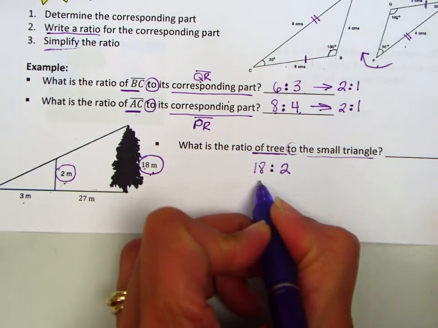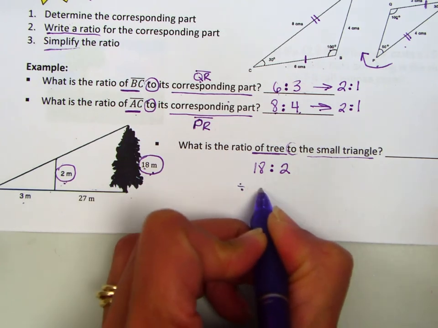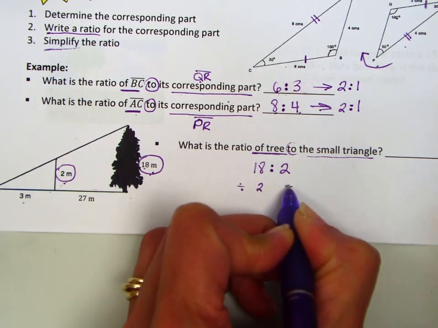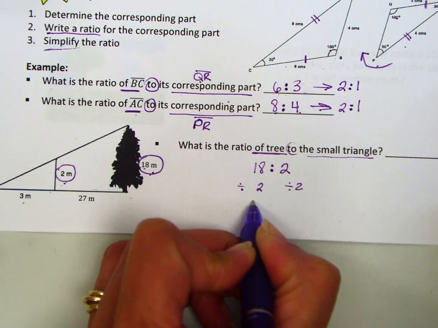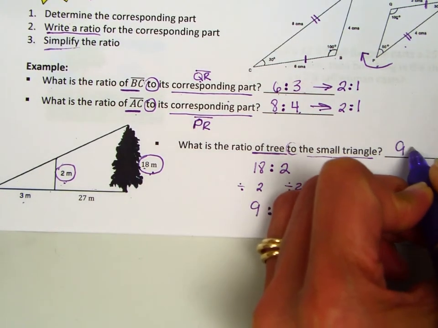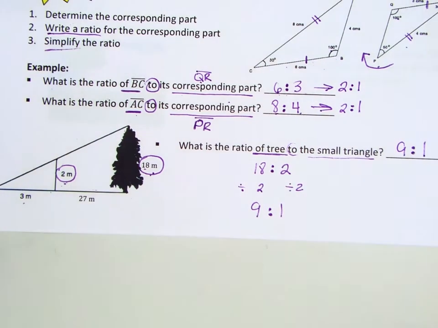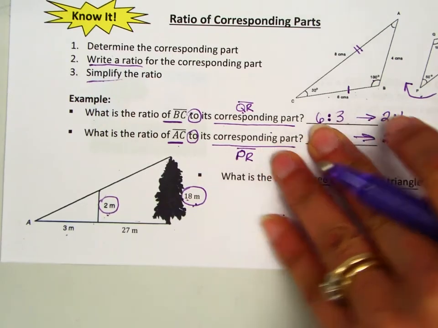Now I can simplify that by dividing both of those by 2, and that gives me 9 to 1. So the ratio of the big tree to the small triangle is 9 to 1. Okay, let's go to the next page.